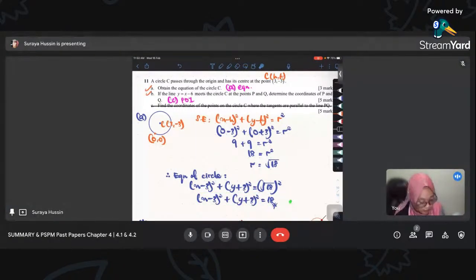Okay, so this is it. This is the question A. Equation of circle mesti dapatkan center. Center dah ada. Buat apa lagi? Carilah pula radius.